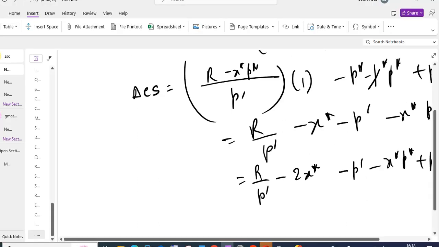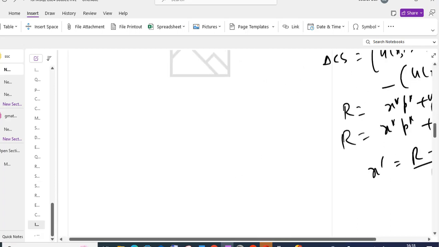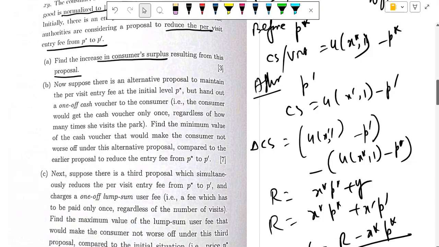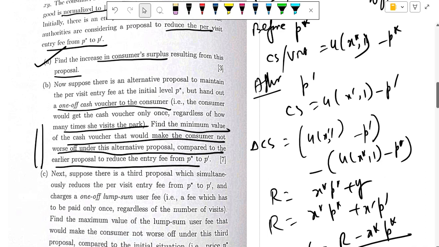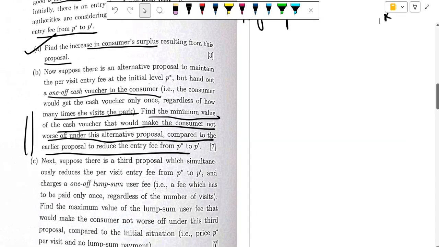Now in the second part, suppose there is a proposal of maintaining the per visit fee of P star, but a handout of a one-off cash voucher to the consumer. The consumer would get a cash voucher only once regardless of how many times she visits the park. Find the minimum value of the cash voucher that would make the consumer not worse off under the alternative proposal compared to the earlier proposal. The consumer should not feel that she has come into a worse situation, okay.